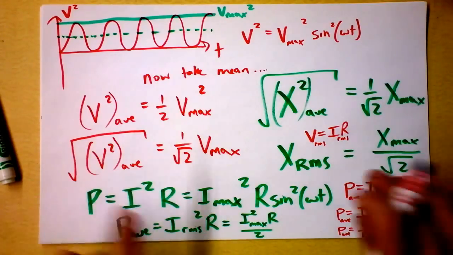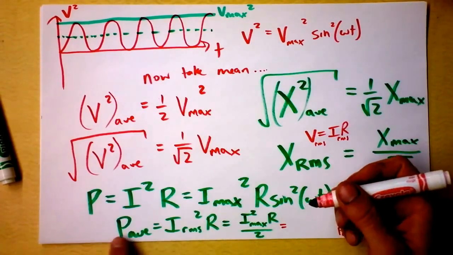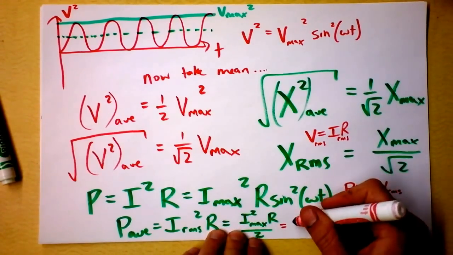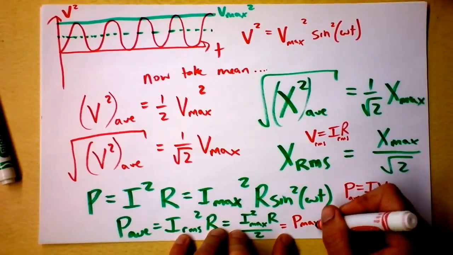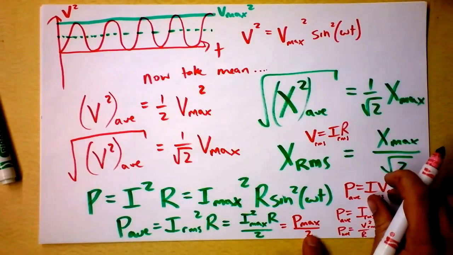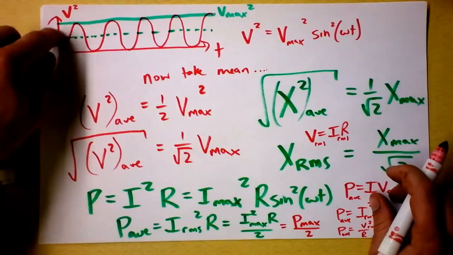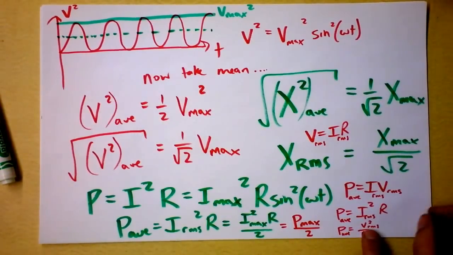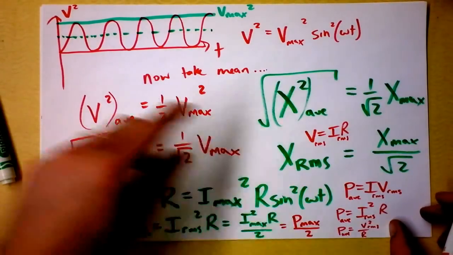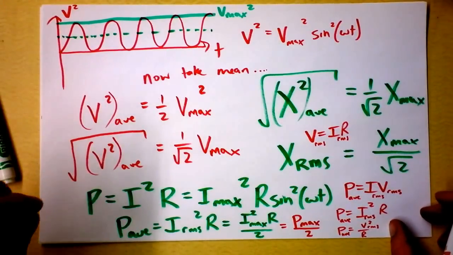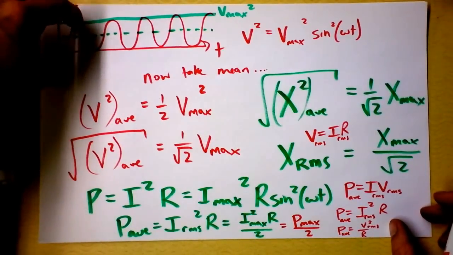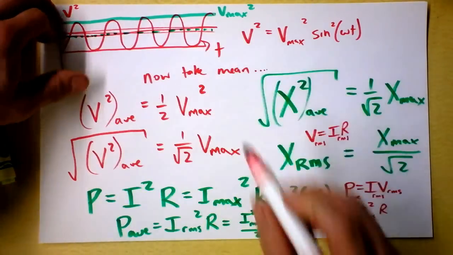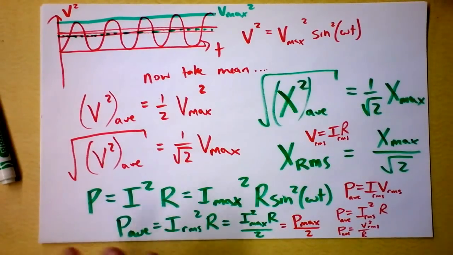Now, the only, oh shoot. This right here, I max squared times R, is maximum power. So the maximum power divided by 2 is the average power, because power depends on the square of the current function. Or depending on how you look at it, it depends on the square of the voltage function. So you've sometimes got zero power, and you've sometimes got maximum power, but your average power is right smack in the middle of the average and the maximum. And that makes sense, I think.